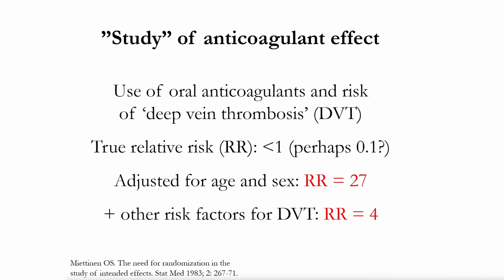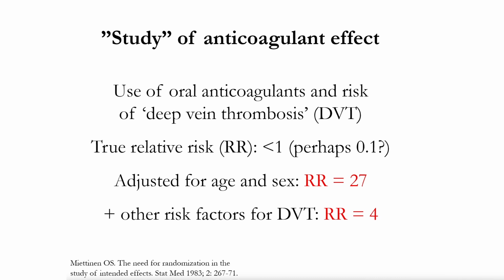He also adds other risk factors for DVTs and he makes it go down until a relative risk of 4, which is of course less biased than the 27, but still quite clearly illustrates that this is not grasping at the true effect of the drug. So of course the problem here is that we aren't treating people at random with oral anticoagulants.